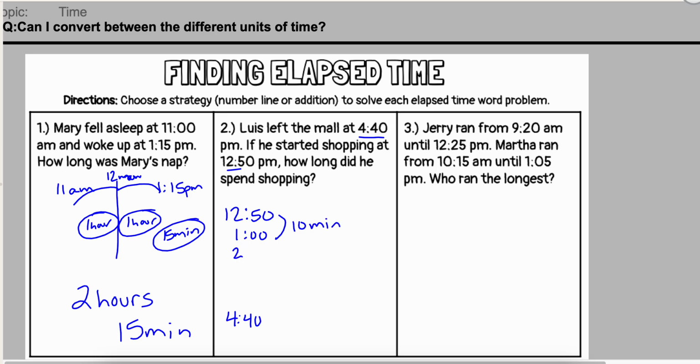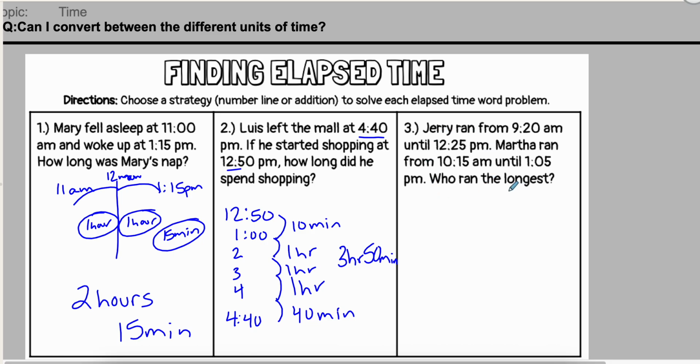From here, I can go to 2 o'clock, 3 o'clock, and 4 o'clock. From 1 o'clock to 2 o'clock is 1 hour. From 2 to 3 is 1 hour. From 3 to 4 is 1 hour. And then from 4 to 4:40 is 40 minutes. When I look at this, that gives me a total of 3 hours and 50 minutes.